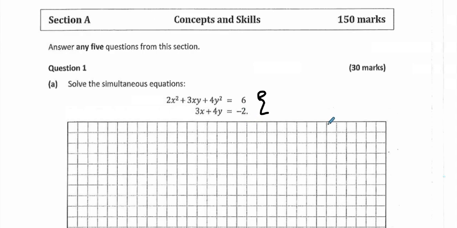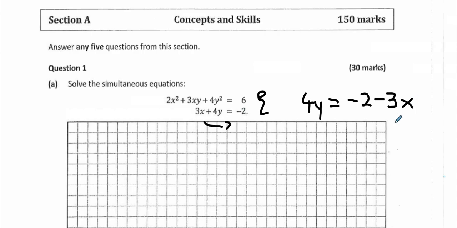We'll do a vote. How many people want me to get the x on its own? Because it's what you have in your solutions. Okay, how many people want me to get the y on its own? Okay, y is the majority. So what I'm going to do is move the 3x over the other side. I'm going to get 4y equals minus 2 minus 3x.